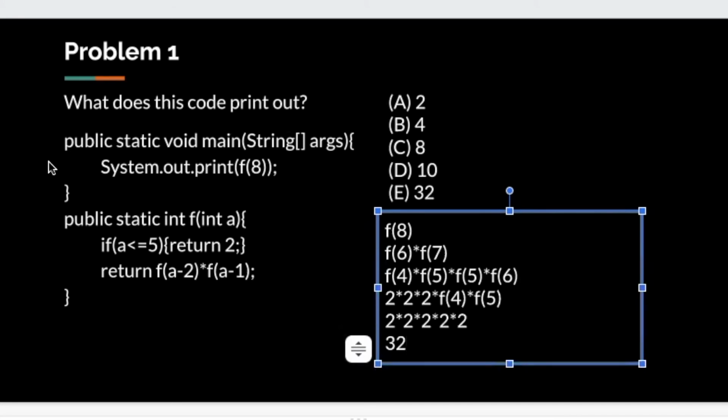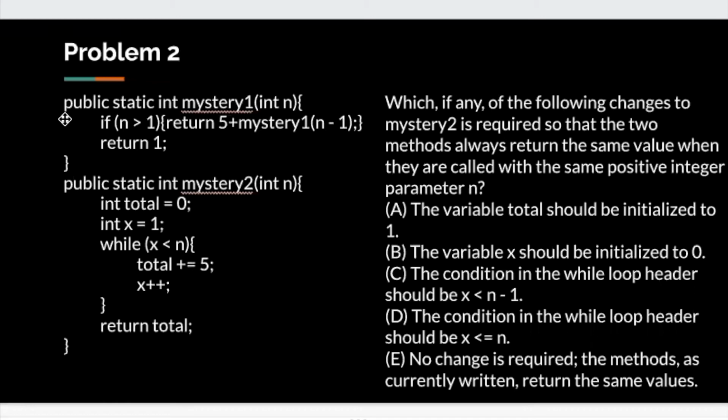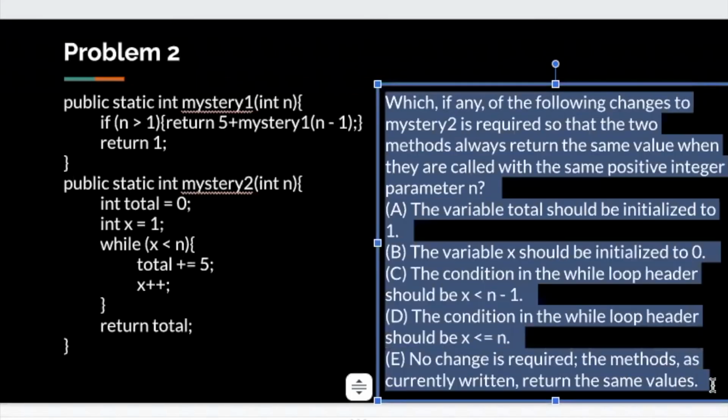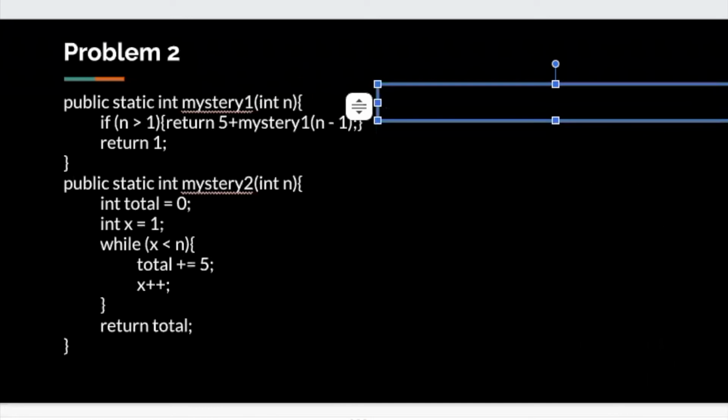And now moving on to problem number 2. So this problem is basically asking, what change do we need to make to mystery 2 in order for mystery 1 and mystery 2 to always return the same thing as long as they are called with the same positive integer parameter n? So I'm going to delete this in order to make some space. So let's try a few examples. Let's suppose that we try mystery 1 of 1. That would return 1 because 1 is not greater than 1, so therefore we just return 1.